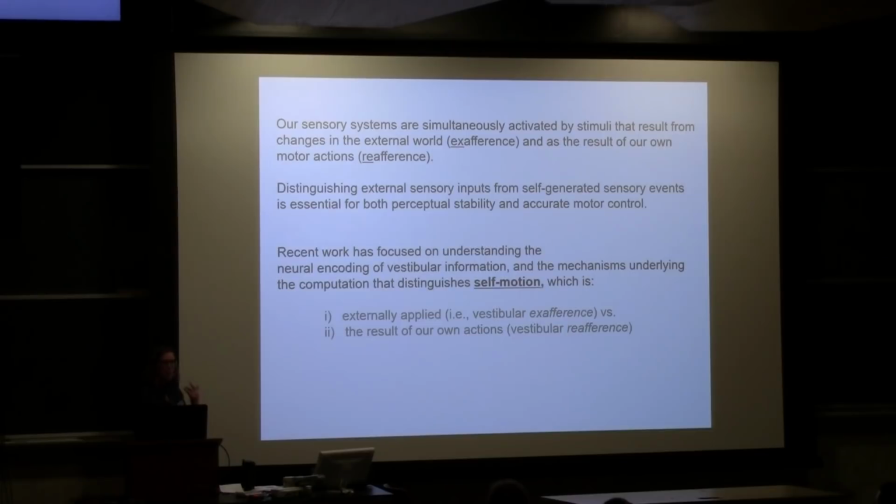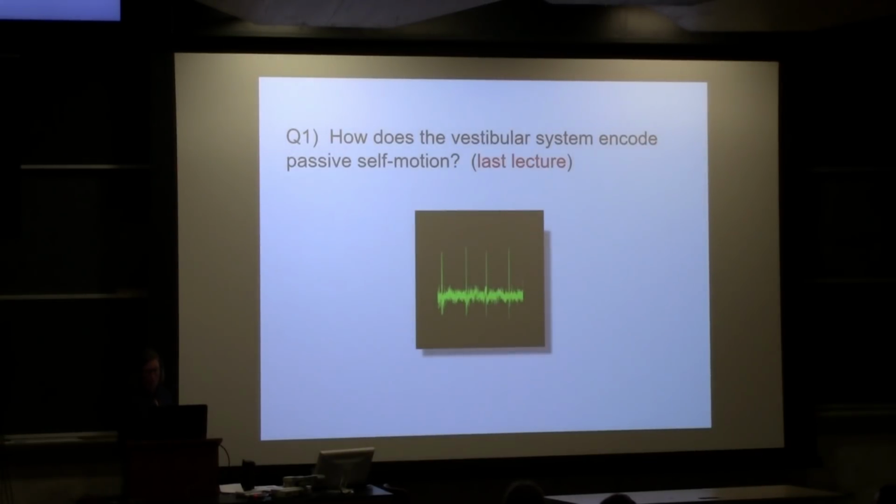So you have two types of sensory input that you can experience, right? If I shake my head back and forth, that's reafferent vestibular stimulation. If somebody moves my head back and forth, that's exafferent. Okay, so how does the brain encode passive self-motion?